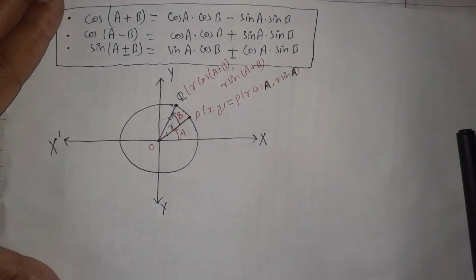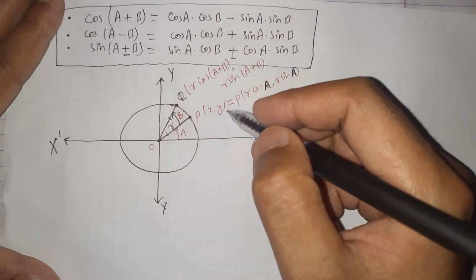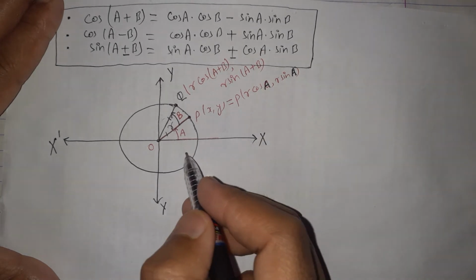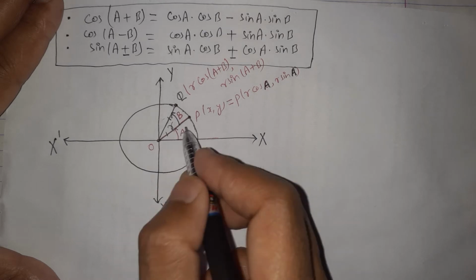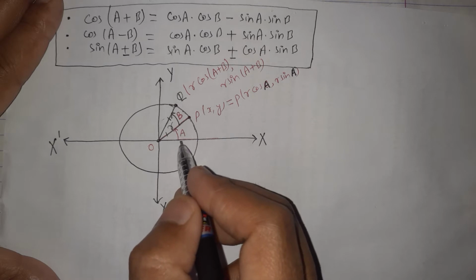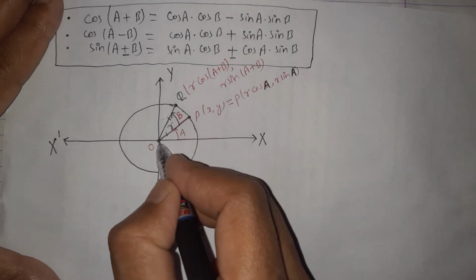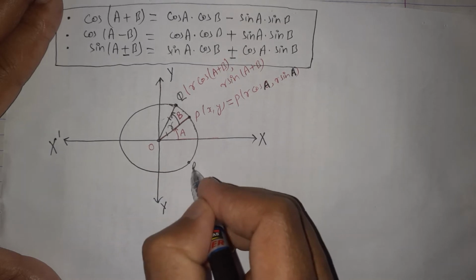Now here we take the points P and Q. Taking another extra point, it is negative B. Negative B means moving B units below the x-axis. So let's take another point here, let's say it is R.